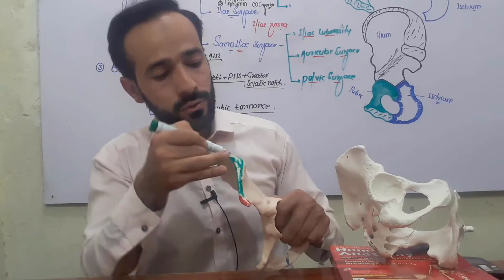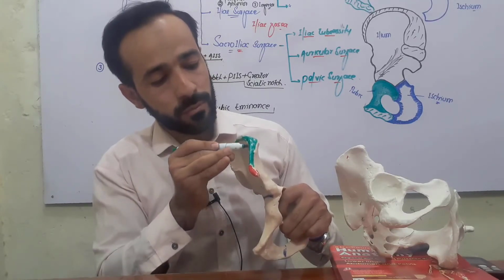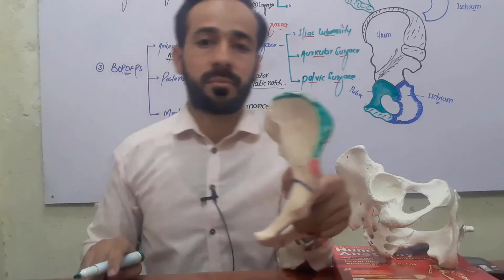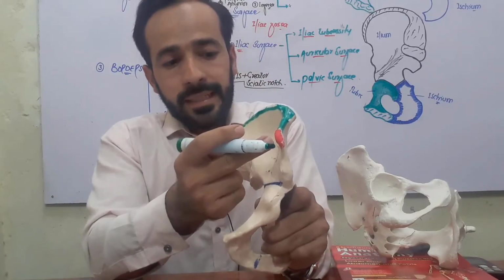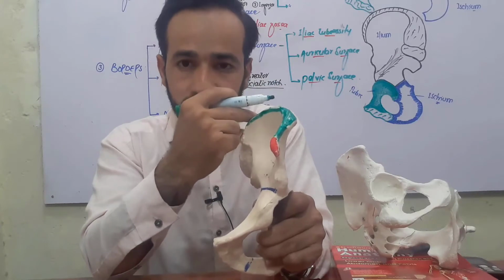And I had told you that this ventral segment has three parts. If you remember, and if you have your copies in front of you, this is the ventral segment. You can see it here. So look, the anterior superior iliac spine and the ventral segment.